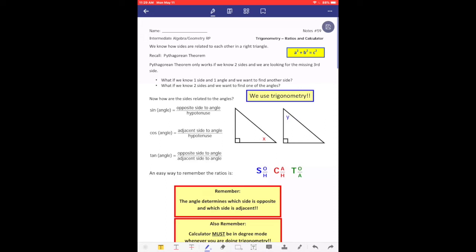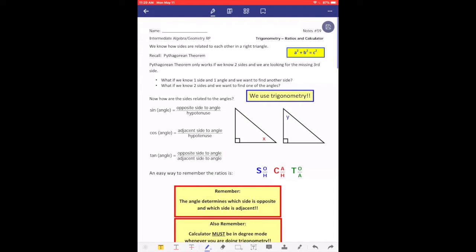Hi everyone, today is our first day of trigonometry. We know how sides are related to each other in a right triangle. We recall the Pythagorean theorem. The formula is a squared plus b squared equals c squared. Remember that a and b represent the legs of the triangle and c represents the hypotenuse, which is the longest side and the side that is opposite the right angle. The Pythagorean theorem only works if we know two sides and we are looking for the missing third side.